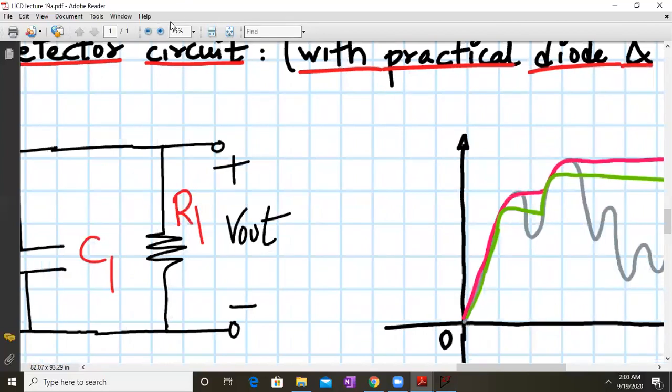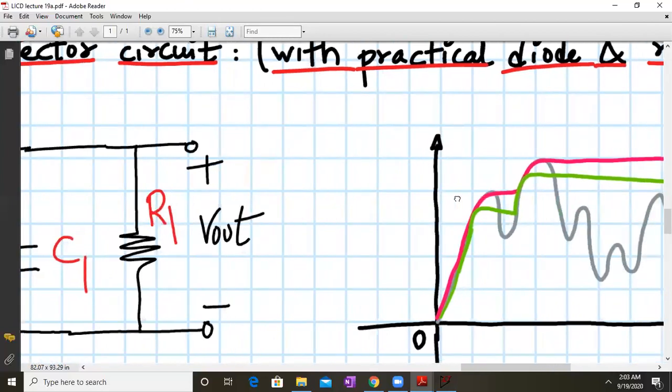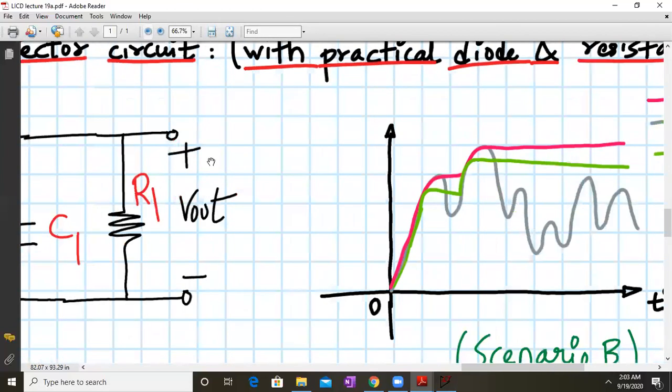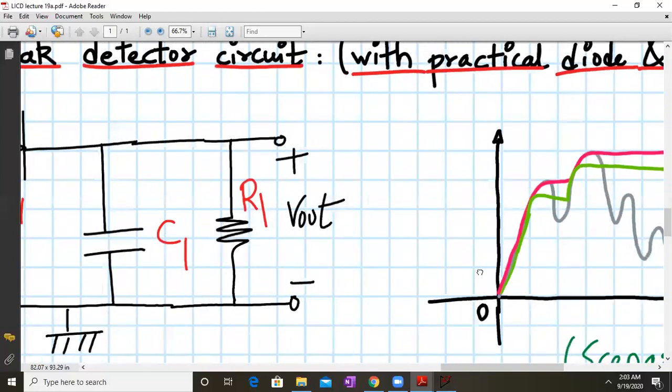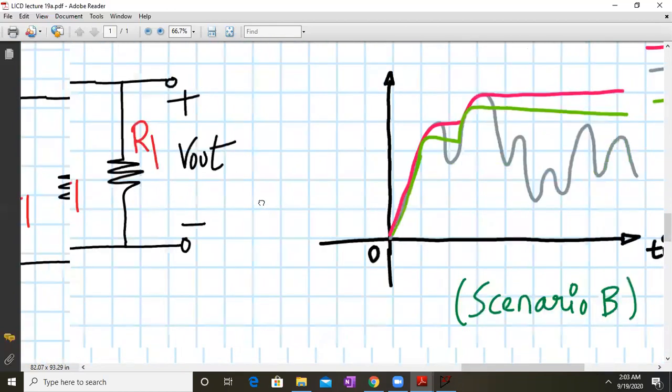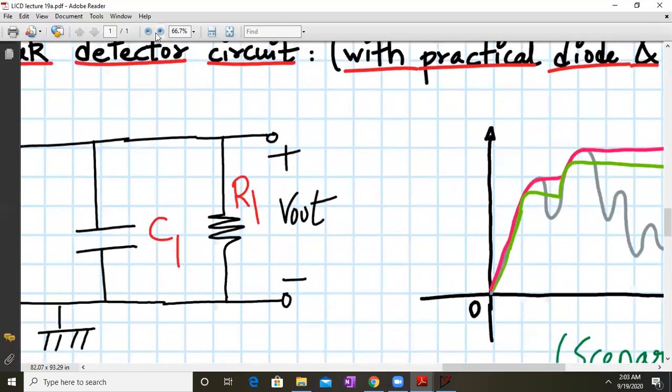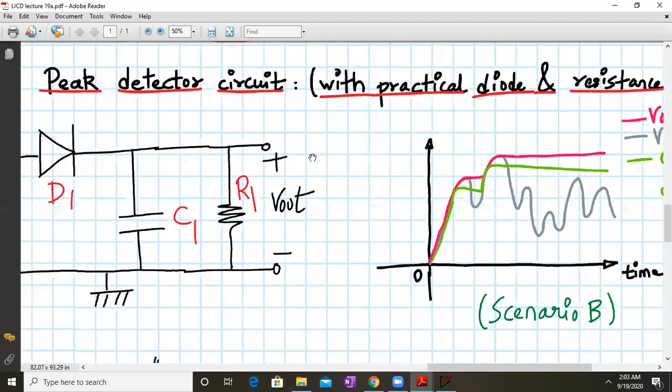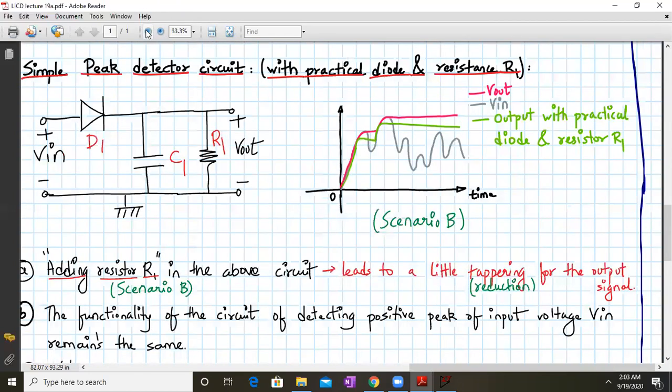Again, the remaining part of the circuit remains the same, and every functionality remains the same. The only thing is, by adding a resistor, there is a small fall in the output voltage. That is what we need to take care of. It should be flat, but it's slightly bending downwards. So this is what will happen if we connect a resistor at the output of a practical peak detector circuit. Now let us go to the theory.